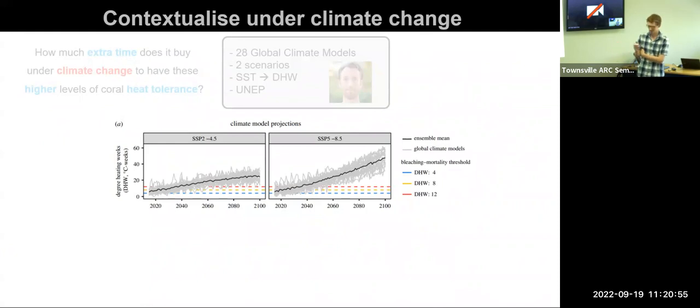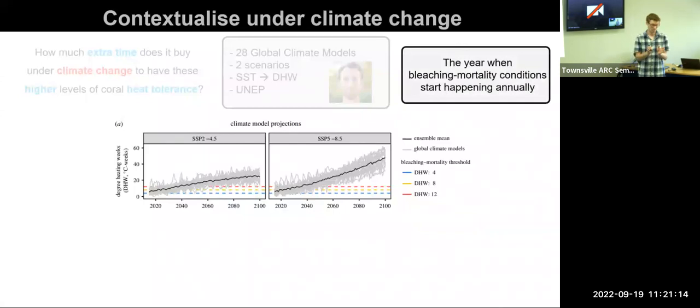So the question here is, if you move from a bleaching mortality threshold of 4 degree heating weeks up to 8, that corresponds quite closely to what we measured in our corals, where there was about a 4 to 5 degree heating week difference from the lowest tolerant to the highest tolerant colonies. And then we also check that between 8 and 12.